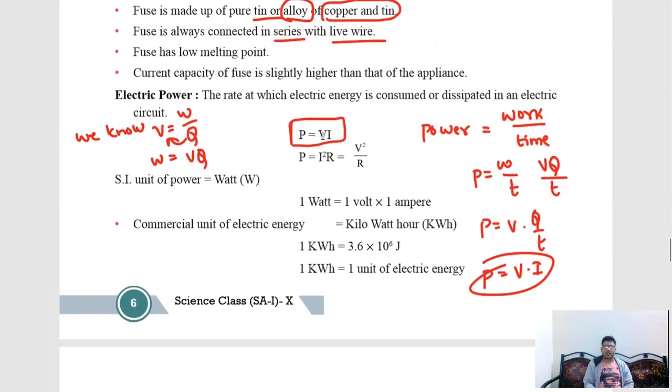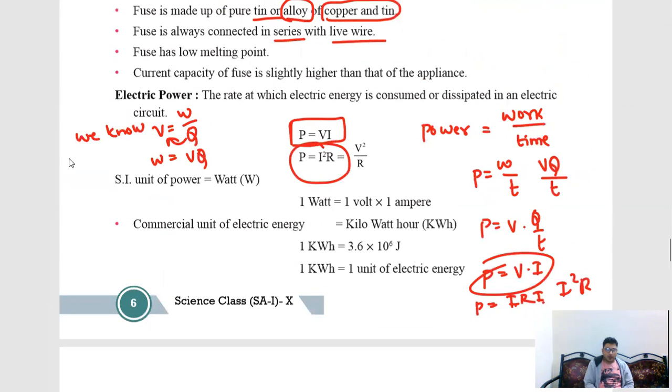Again, you know Ohm's law, V is equal to IR. So if you substitute V is equal to IR, P is equal to IR into I, it is I square R. At last you got P is equal to I square R. Again, you know Ohm's law. Guys, I think I'm not that fast.